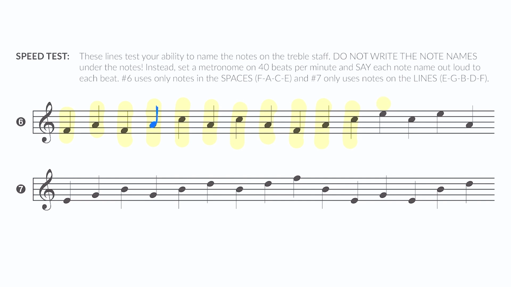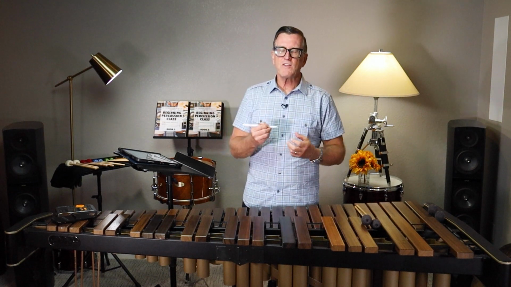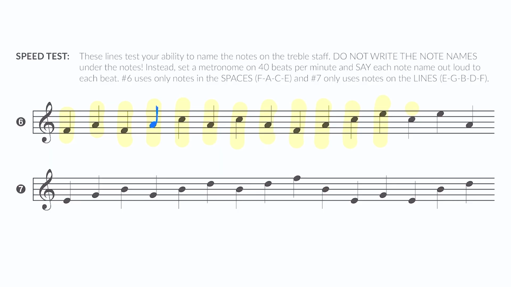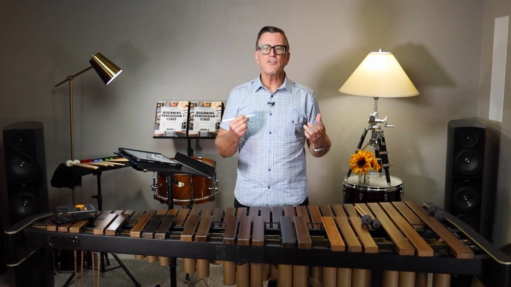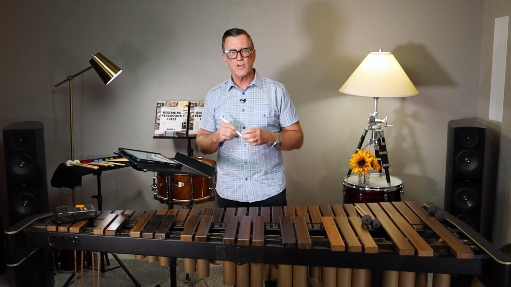Now we get to the top space. Top space to me is kind of like the bottom space. Pretty easy to recognize because it's the highest one of all the spaces. So E. Go down a space, C. Top space, E. Oh, look, the stem is going up and it's on the second, F, A. So now we're getting used to being able to name those notes.